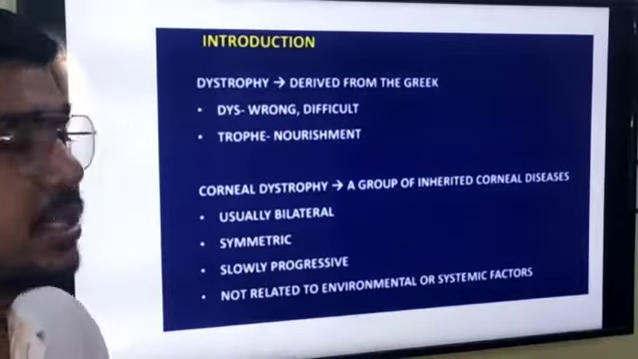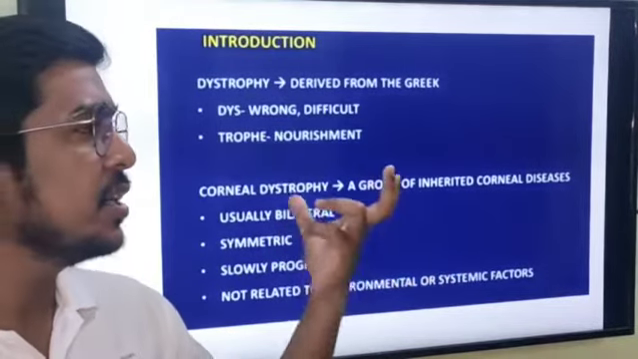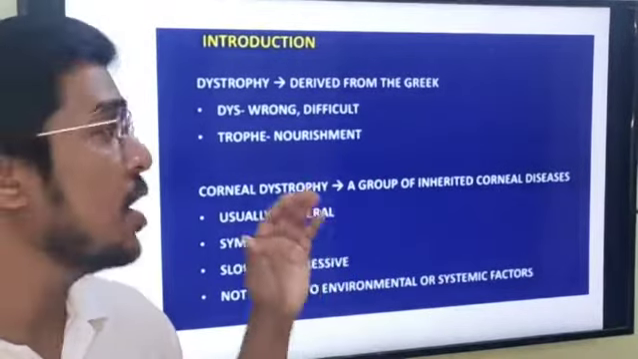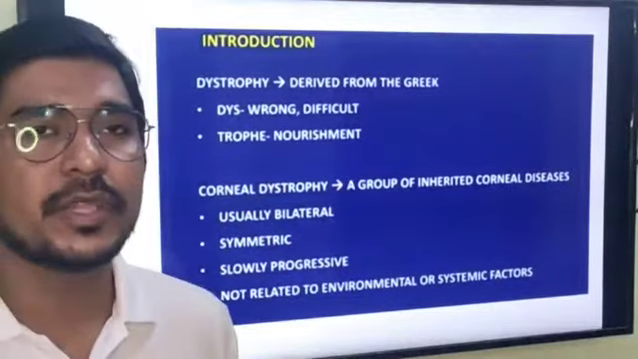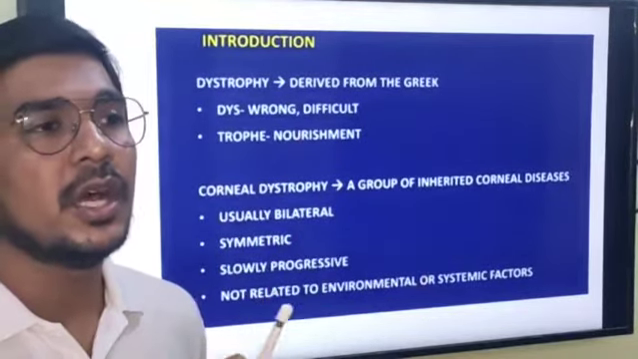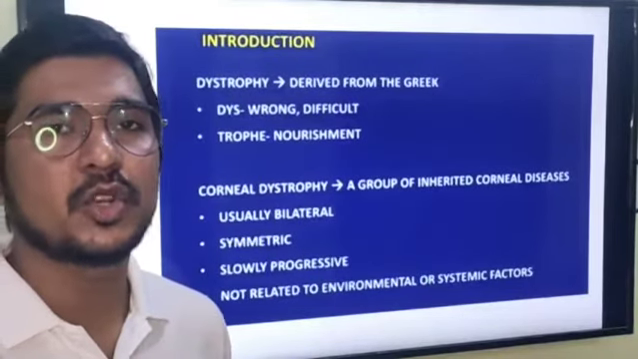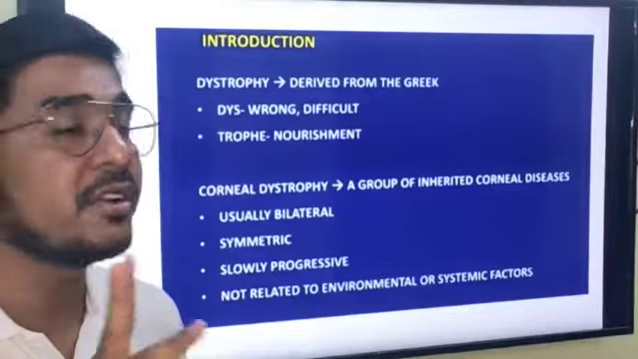Introduction: you have to understand that the word dystrophy has two parts. Dys means something is wrong, and trophy means nourishment. Something is wrong with the nourishment of the cornea, and that leads to the disease called dystrophy. These are two Greek words.